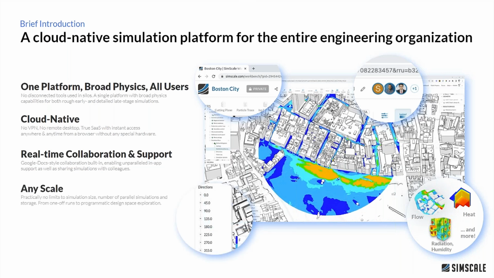You can run obviously simulations at any scale. Due to the power of the cloud, the computation is done on the cloud servers and not on your local hardware. So you can run hundreds of simulations in parallel. You can run small and very large simulations up to hundreds of millions of cells. And still, SimScale remains cost effective. So you can start small, ramp up to larger teams, and use SimScale economically for small but also large teams.